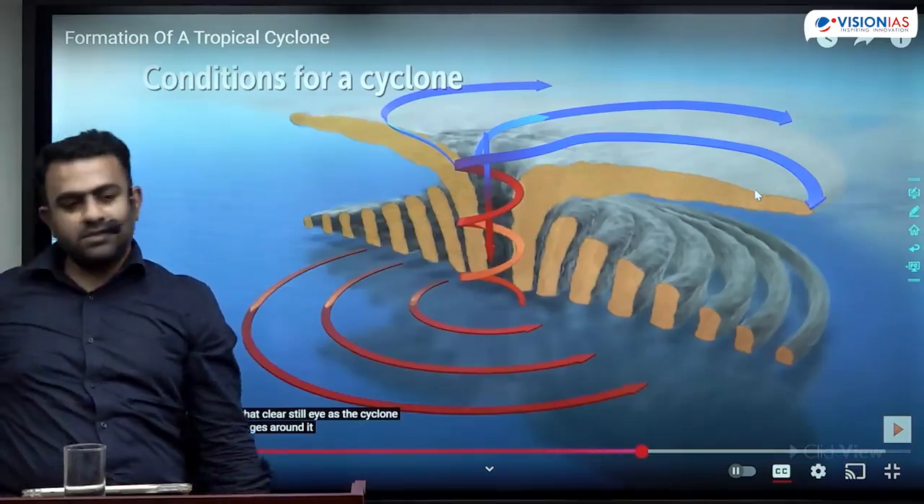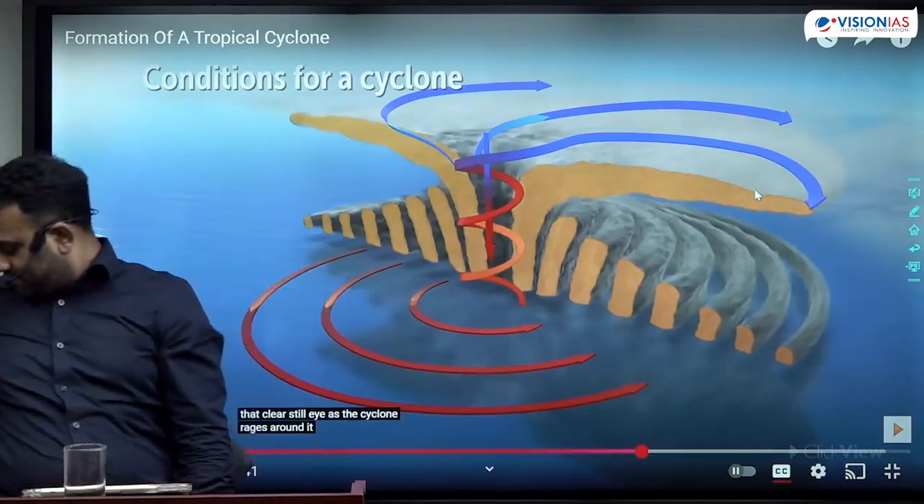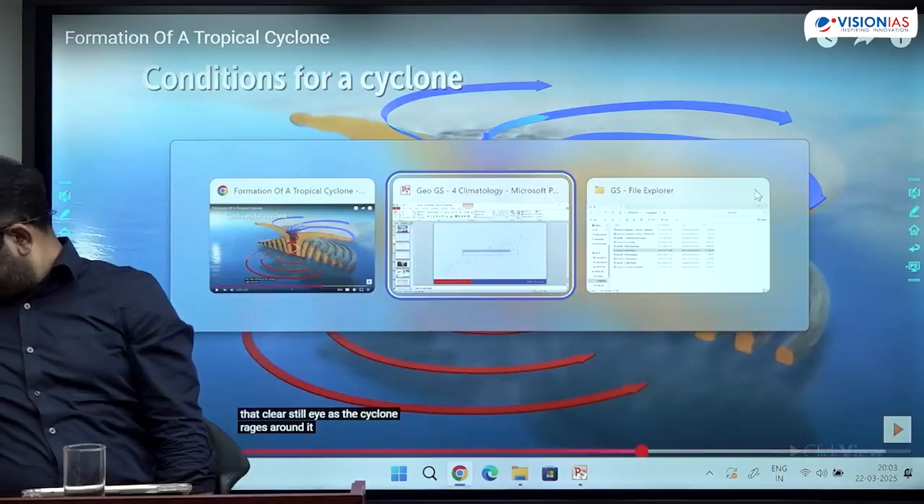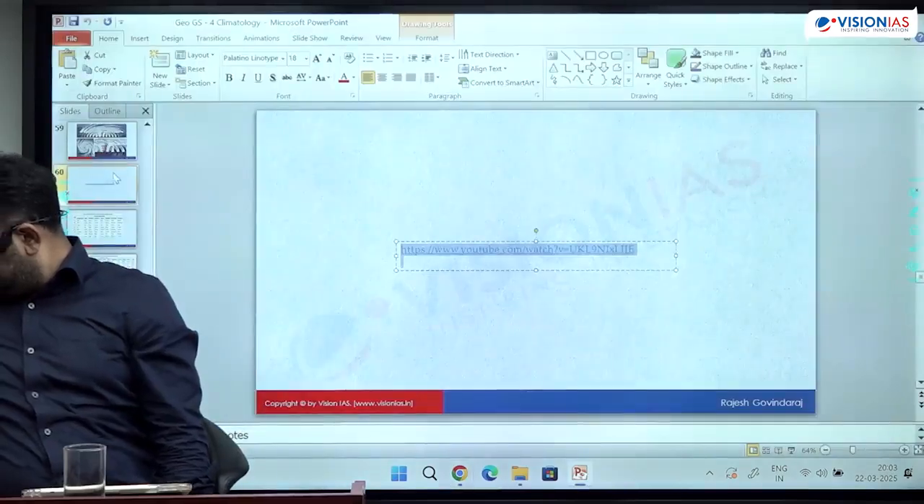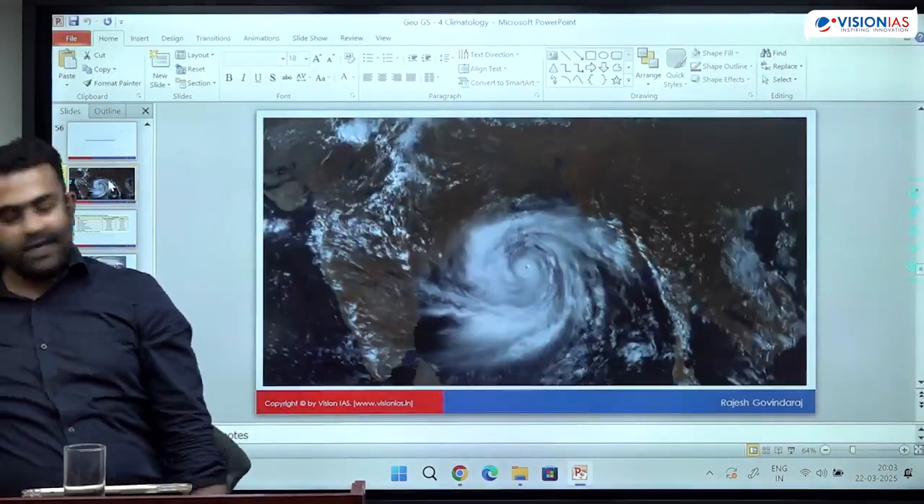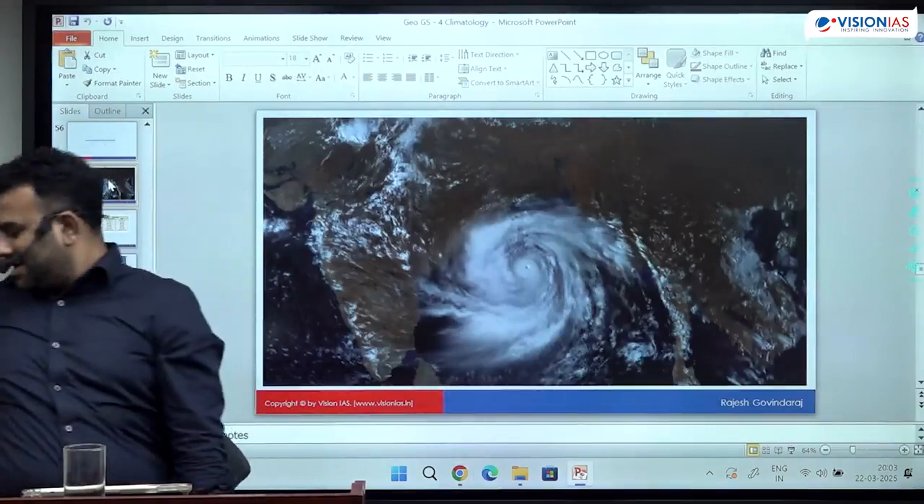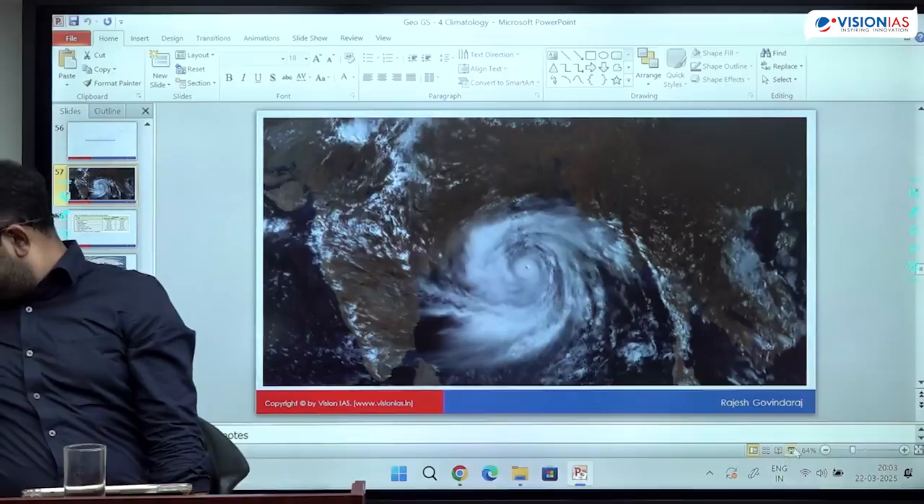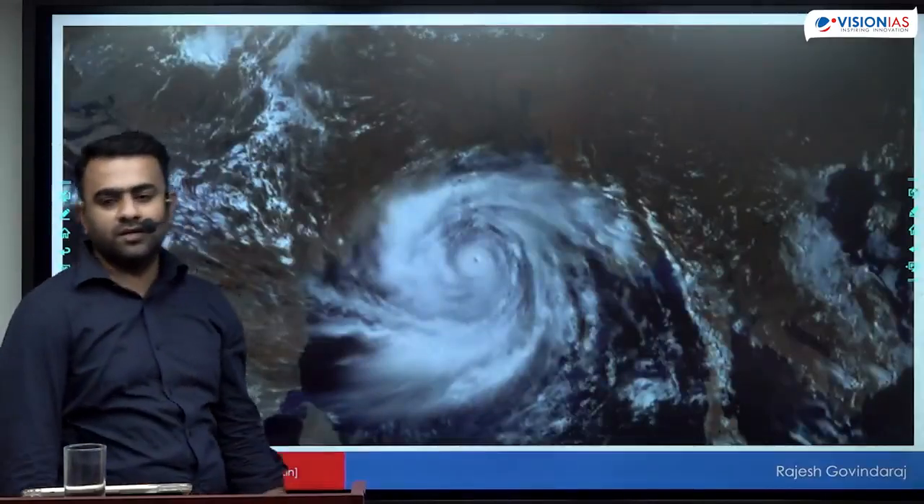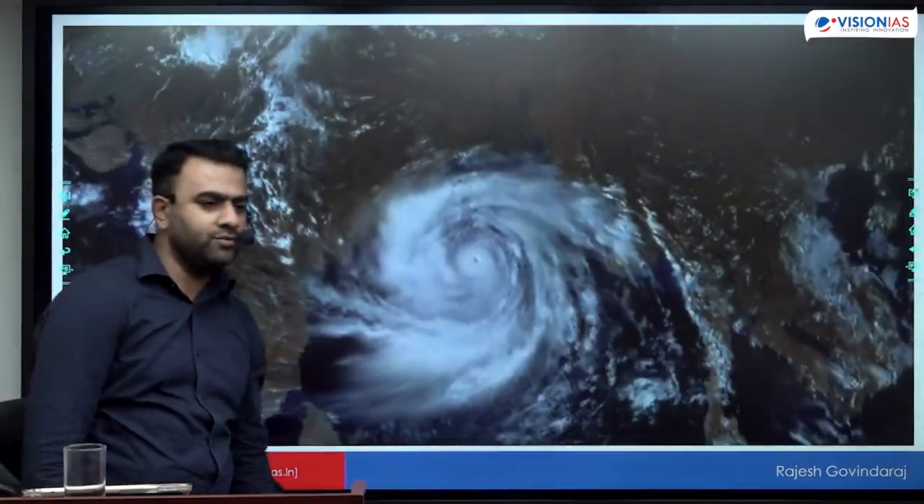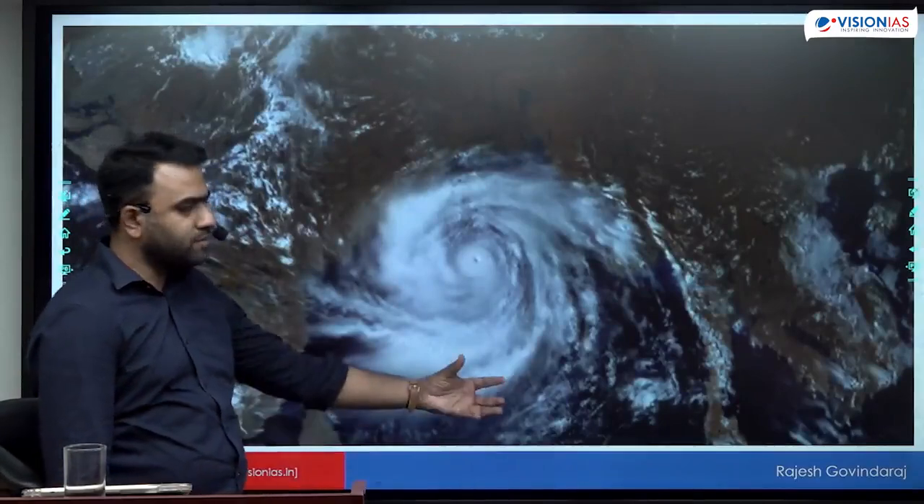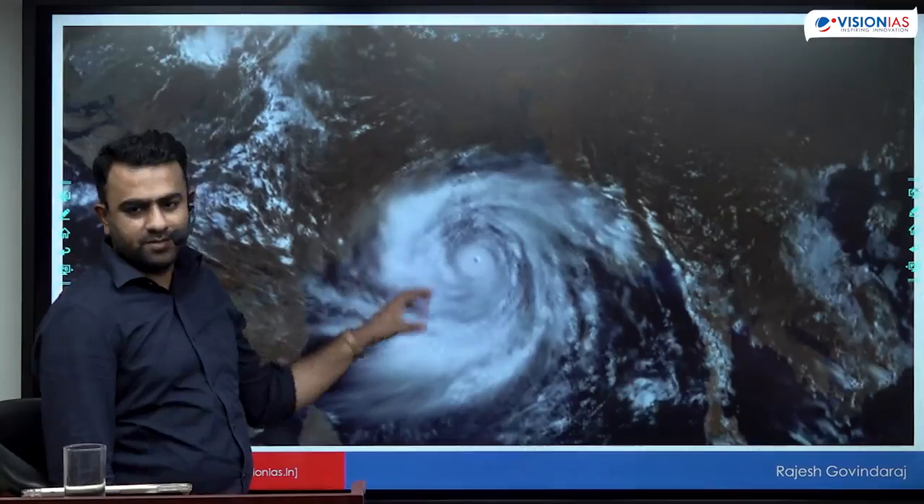So now, once this kind of system has been formed, it moves under the influence of, it was already moving, see, it was never stationary. Because in one place, you will not get such strong temperature for so much convection. As it moves over the water, it continuously becomes intensified.